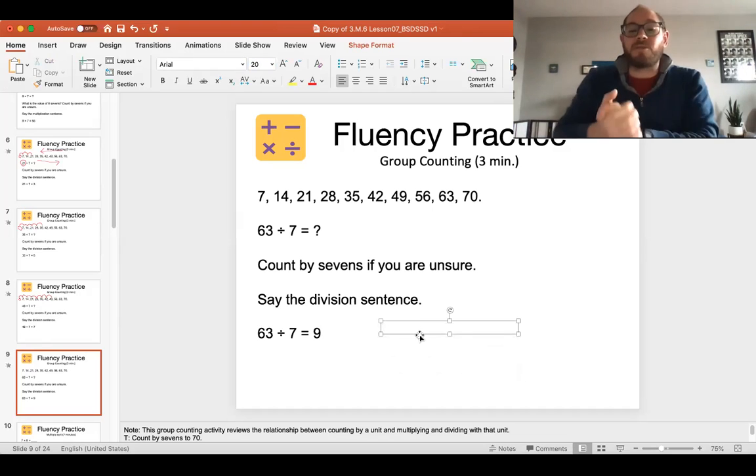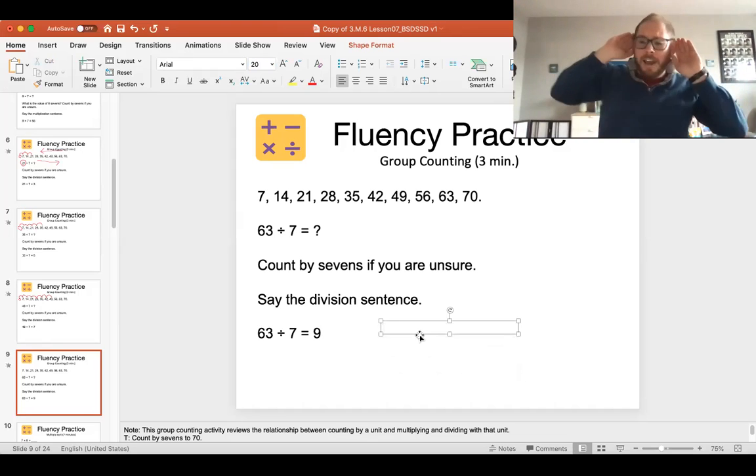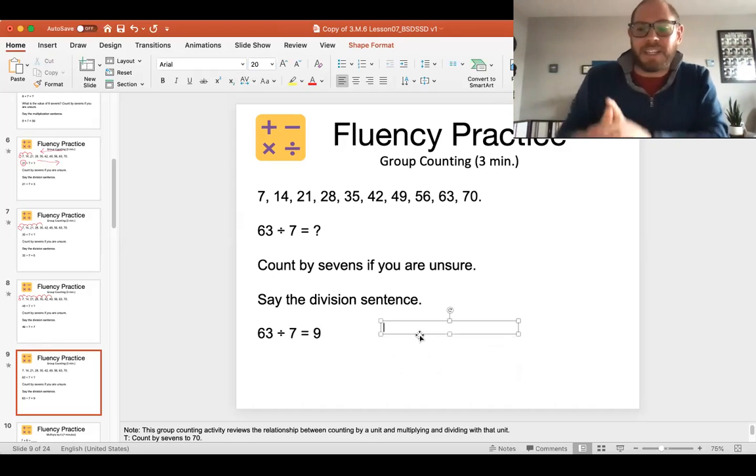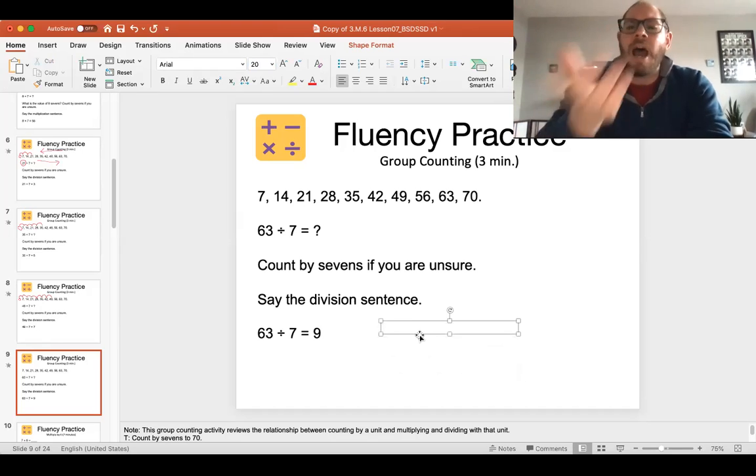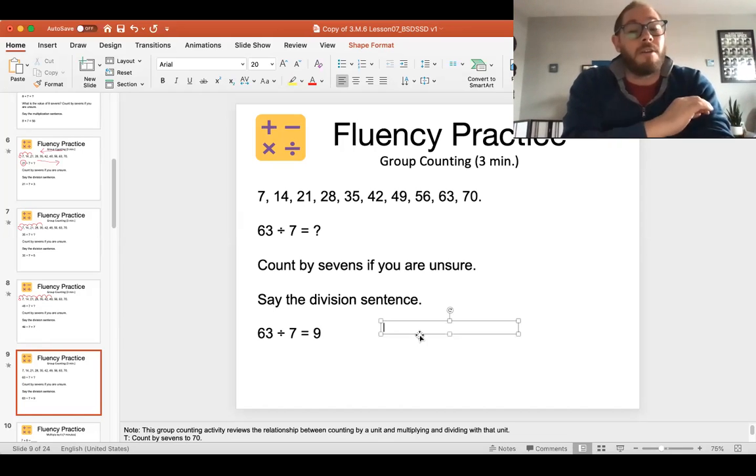All right, so 63 divided by 7 is how many groups? Say it with me. 9. Well done, everybody. 9 groups of 7 is 63. So 63 divided by 7 is 9. How could I turn that into a multiplication equation? Remember, when we multiply, we always put the number of groups first. Are we doing 9 groups or 7 groups?